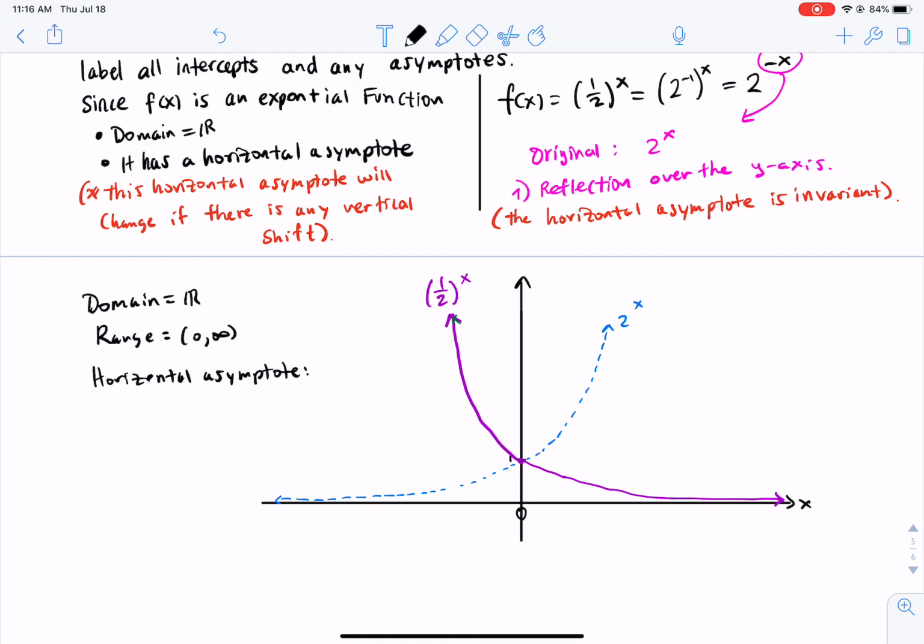Y equals 0, right? The line y equals 0, like this, is a line. Do we have any x-intercept? In this case, we don't have any x-intercept, right? But we do have a y-intercept, and this will be (0, 1).